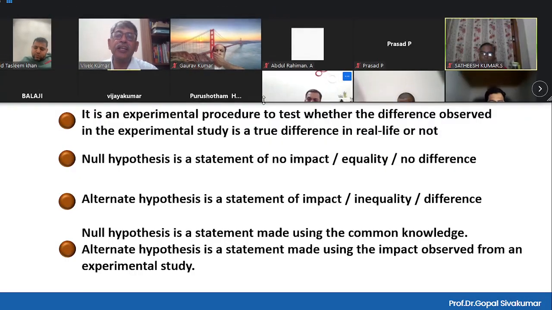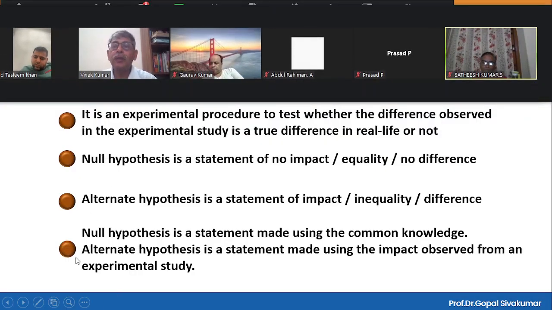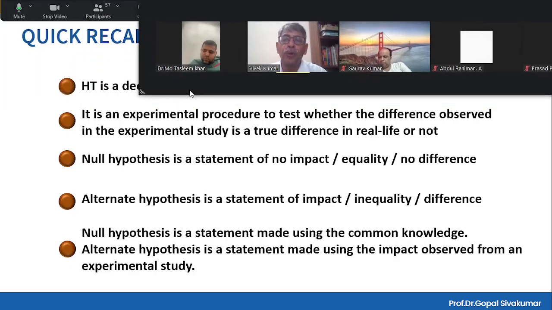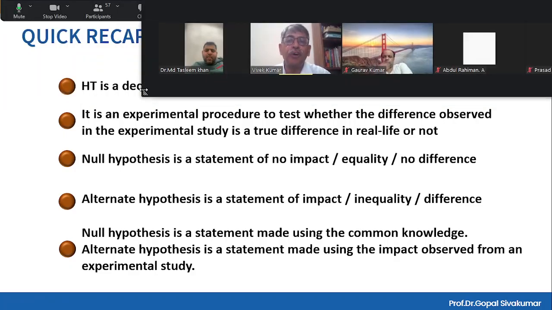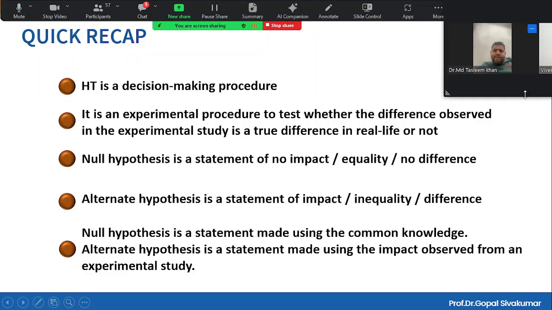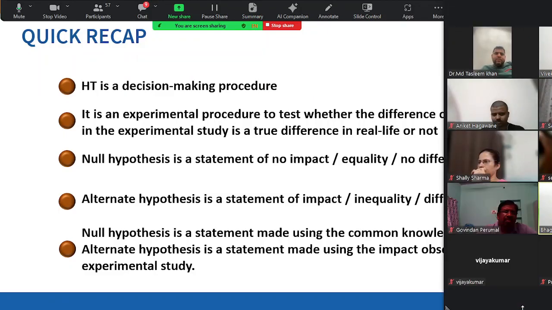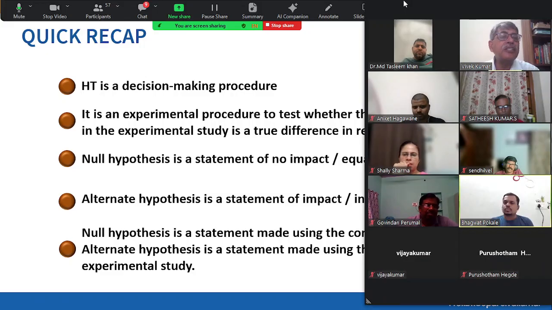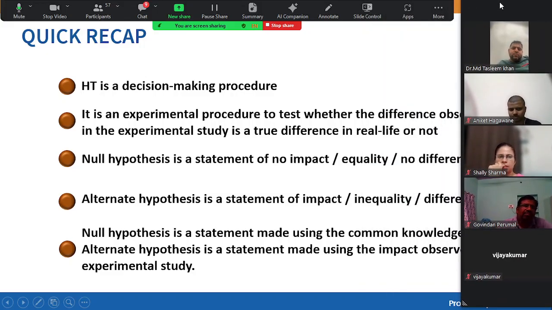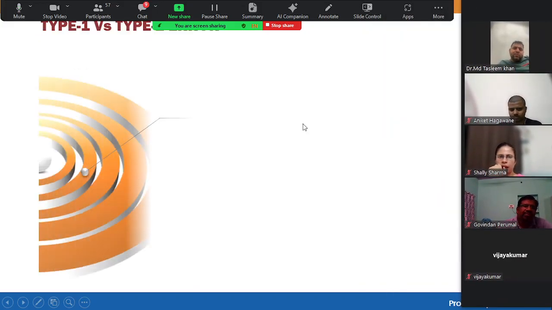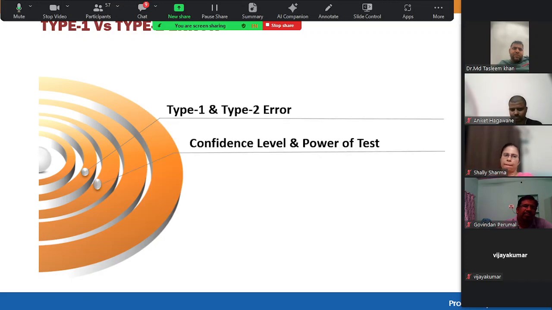Now we are very clear about three facts: null hypothesis is based on common knowledge, which is the original belief of the organization, and alternate is a claim made by some expert or based on observations of an experiment. If that is clear, now we will learn another concept, and then I will come back to how null and alternate are related. This is about type 1 and type 2 error, confidence level and power of test.